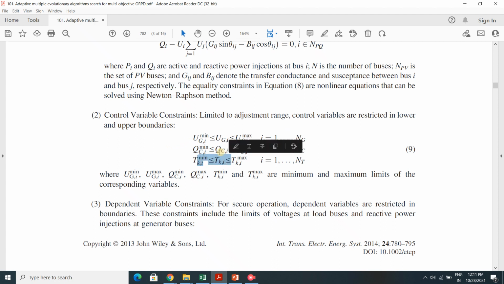Okay. Now these are the inequality constraints, the ranges. These also are constraints but inequality. That means the voltage should be within the minimum limit and maximum limit, that is 0.95 to 1.05. Number one. Number two is the reactive power that is to be compensated, which should also be within a minimum and maximum.